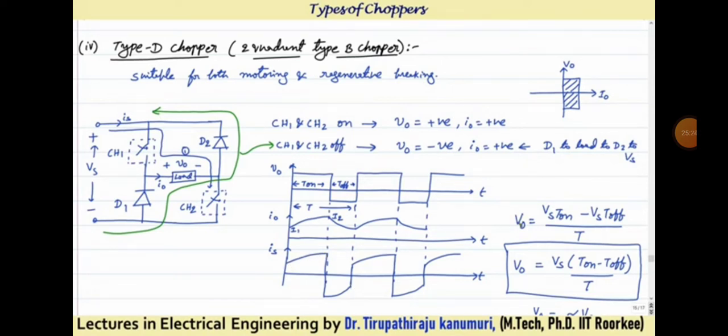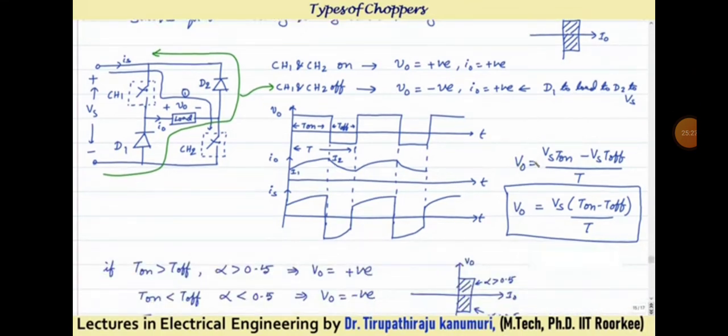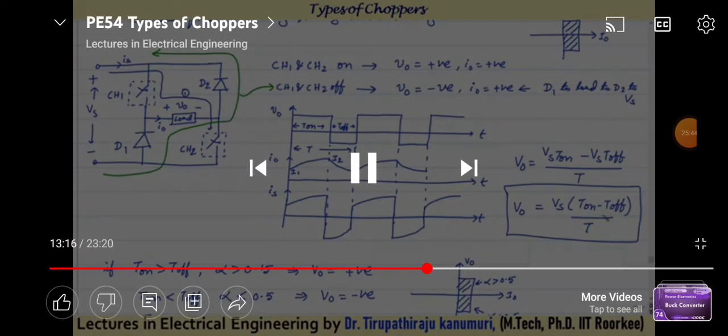Now calculating the value of the output voltage, you can see this is nothing but Vs for a duration of T on, minus Vs for a duration of T off, because this is in the negative direction, divided by T, since you have to calculate the average. So I can write this as Vs into (T on minus T off) by T.